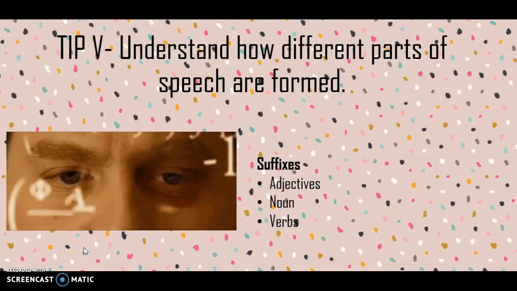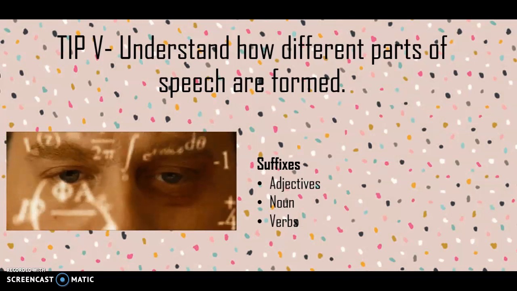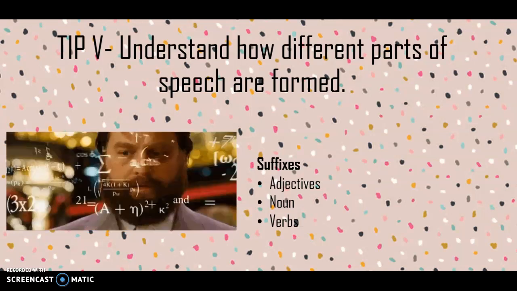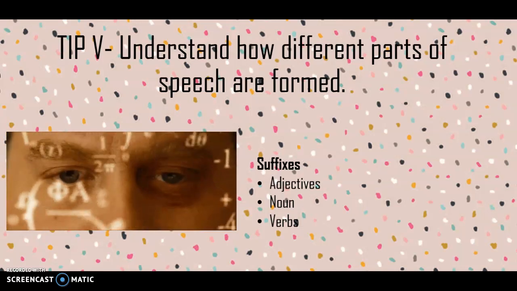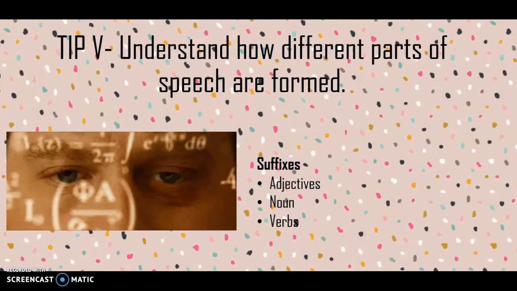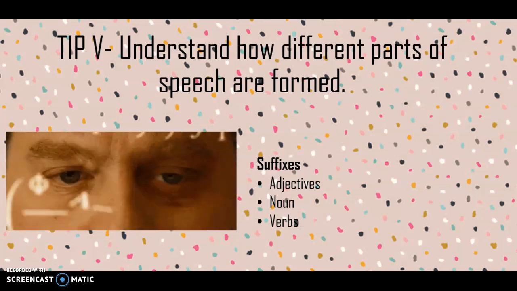Tip number 5. Understand how different parts of speech are formed. One way to change the part of speech is by adding a suffix to the root. As we know, words have a root and we can change words just by adding suffixes.